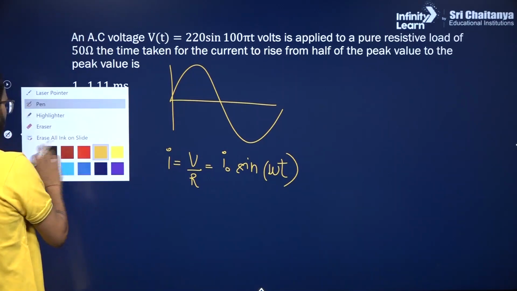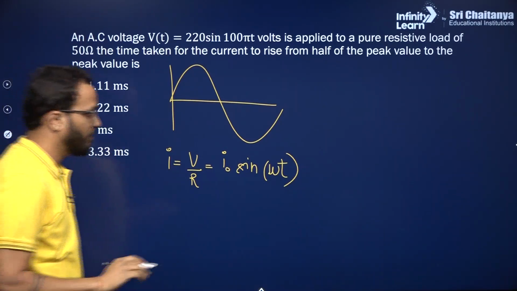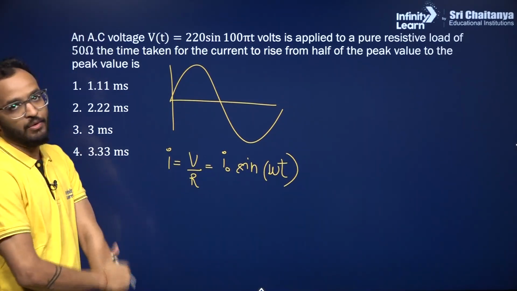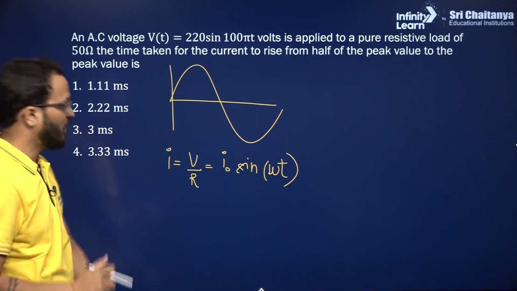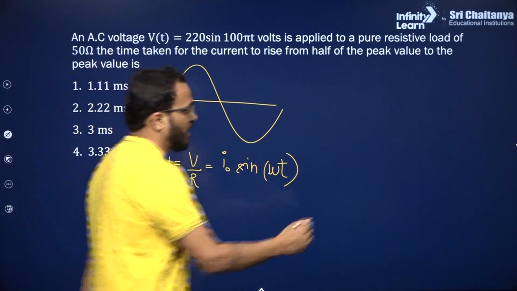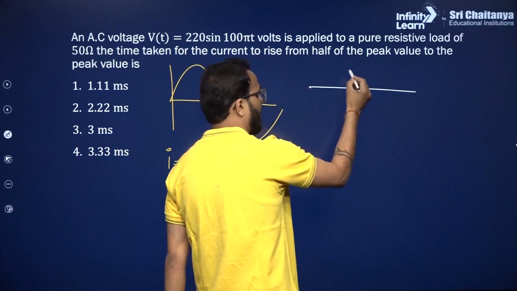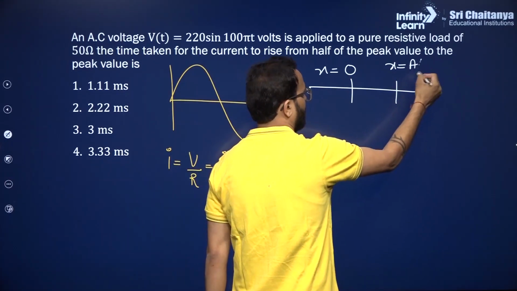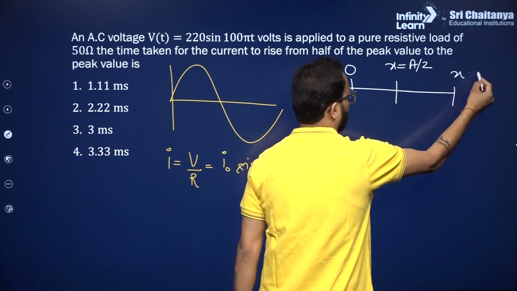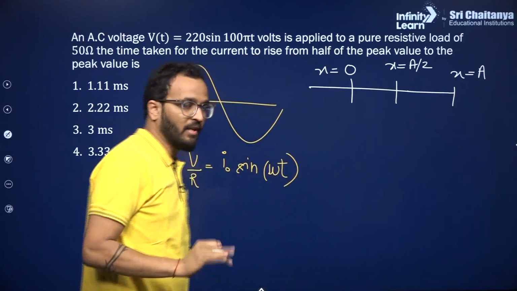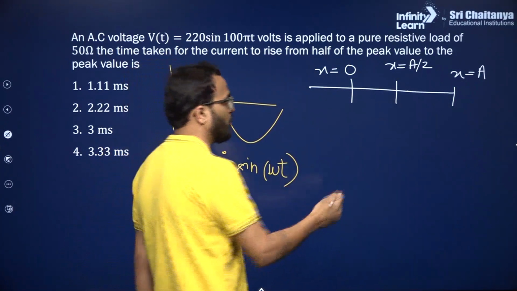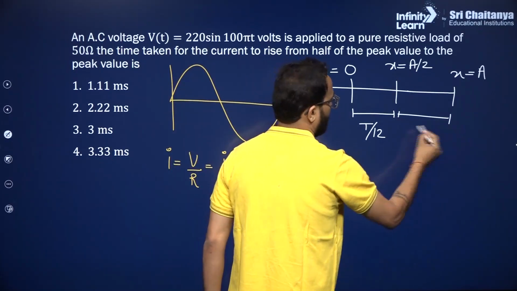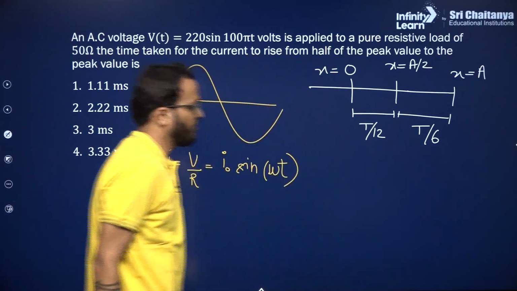Now let's compare it with SHM. If you remember, they are asking in how much time the current will go from half of its peak value to peak value, right? In short, they are asking in how much time a particle will go from x equals a by 2 to x equals a. If you remember, this is a very common question which everybody knows. This is always T by 12 and this is always T by 6.